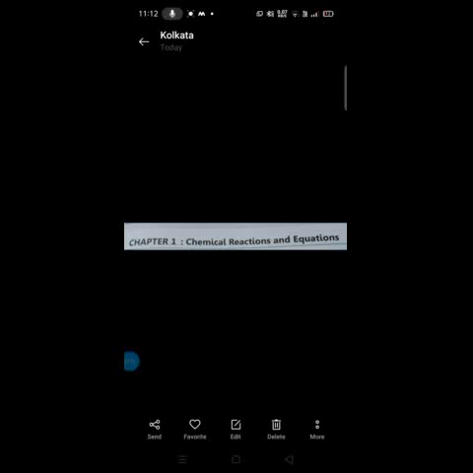redox reactions. Before we begin the discussion on redox reactions, let's concentrate on two terms: oxidation and reduction.